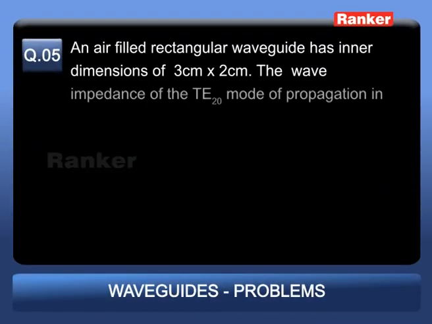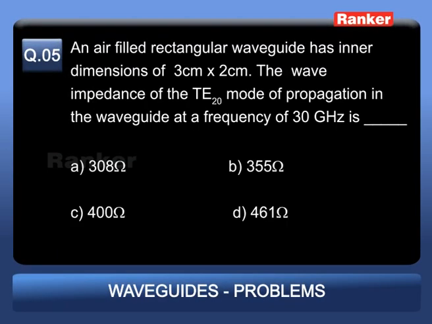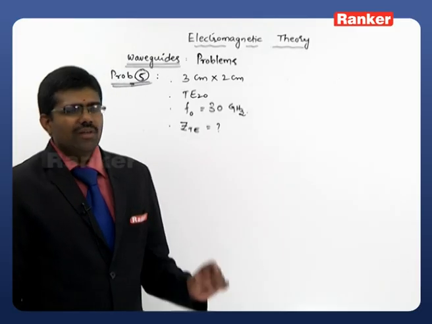Problem 5. An air-filled rectangular waveguide has inner dimensions of 3 cm by 2 cm. The wave impedance of TE20 mode of the propagation in the waveguide at a frequency of 30 GHz is option A 308 ohms, option B 355 ohms, option C 400 ohms, and option D 461 ohms. Now observe the given data.